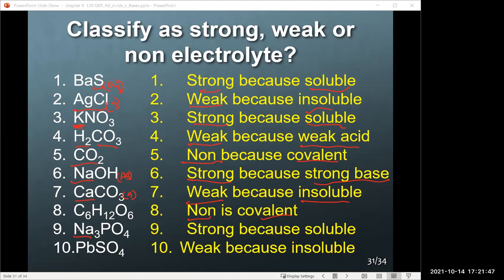All right, now sodium, number 9. Sodium, part of the big 4. Don't have to go any further. Very soluble, strong electrolyte. And then lead. Anytime you see lead, lean toward insoluble, because heavy metals tend to make things insoluble. This is AQ here. So if we look up lead sulfate, we'll find it to be insoluble, which then makes it a weak electrolyte.